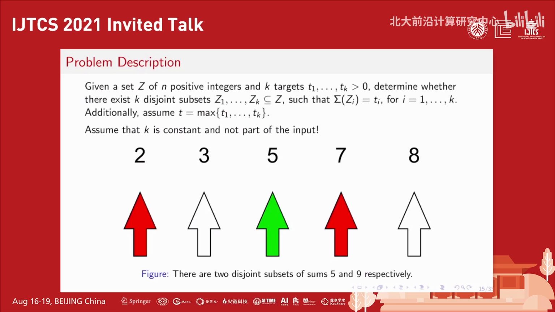And here we once again see the previous example where we are given the elements 2, 3, 5, 7, and 8, and we seek to determine whether there exist two disjoint subsets where the first one sums up to 5 and the second sums up to 9. And here the answer is positive.